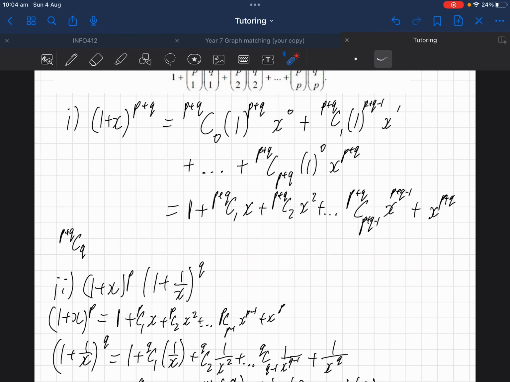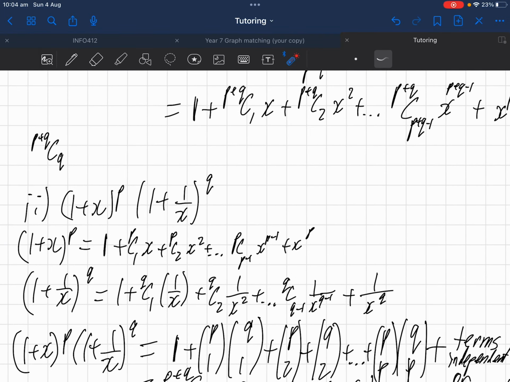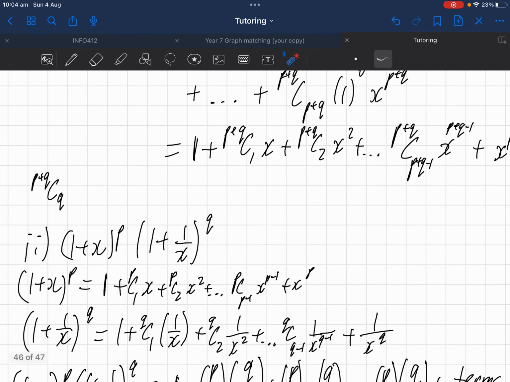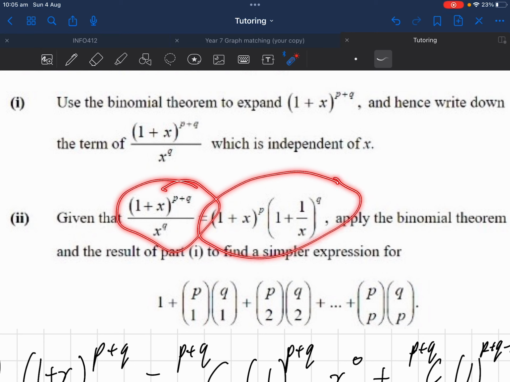The rest we ignore. We're just looking for the ones that are constant, that are independent of x. The non-constant ones we ignore. So that's going to be helpful in this one, because what they're saying is this thing that we just found the constant term for is going to be equal to that thing.